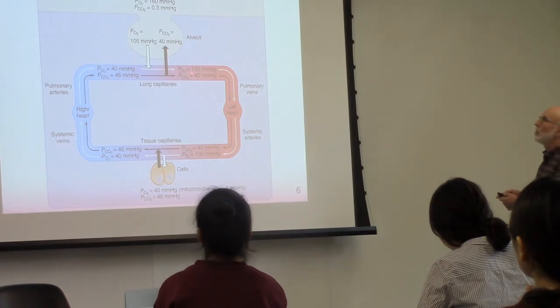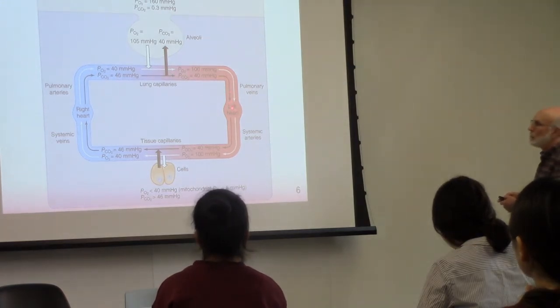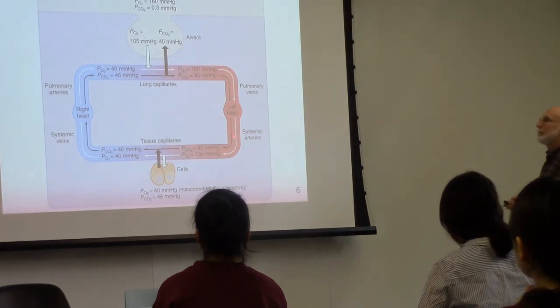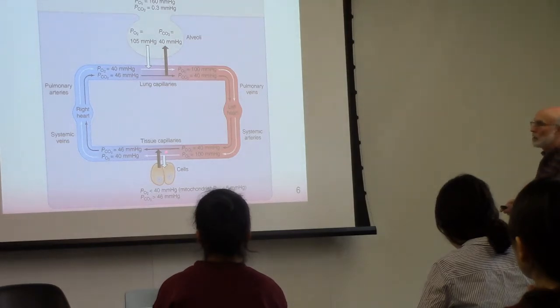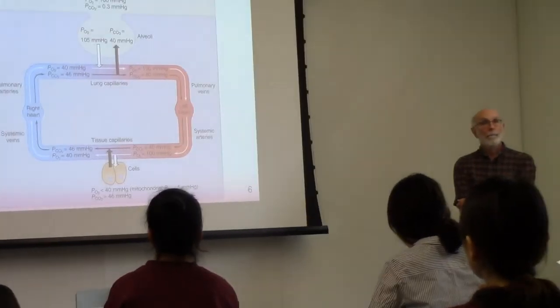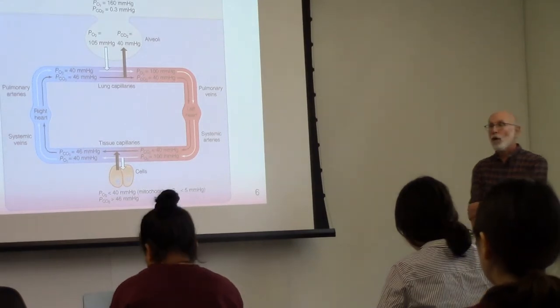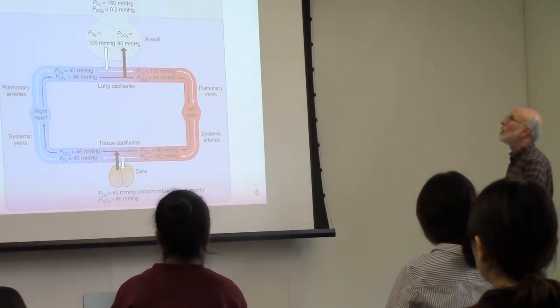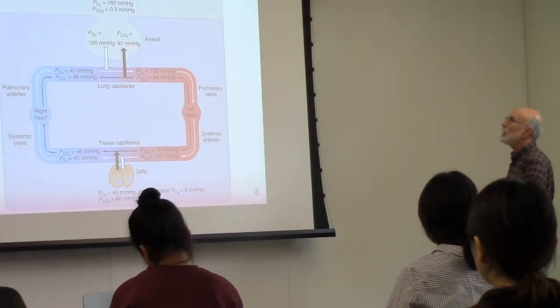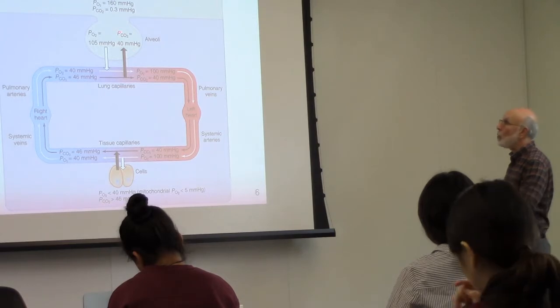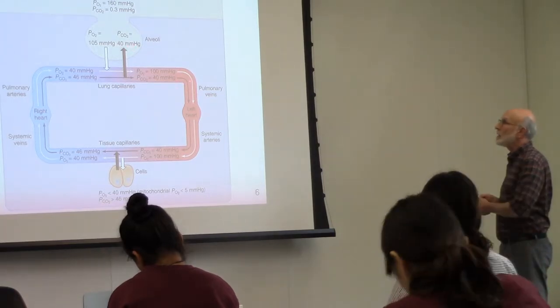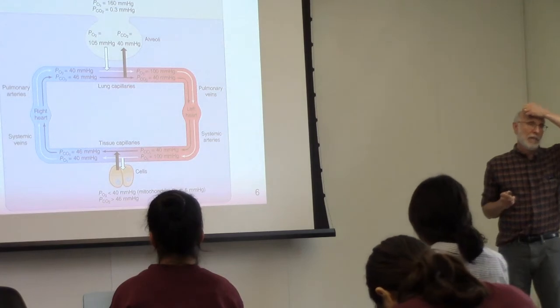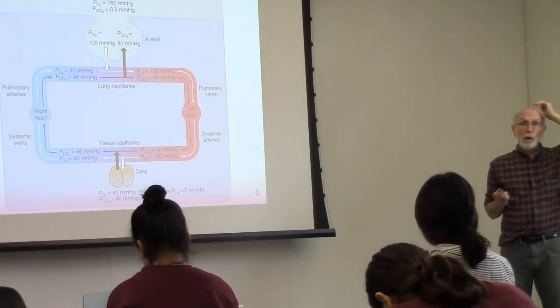And now the blood goes through the pulmonary veins, left atrium, left ventricle, aorta, brachial artery, femoral artery, whatever, into capillaries where it starts over again. Okay? So, what are some of the key numbers? I would like you to know that a normal partial pressure of CO2 in both alveoli and in arterial blood, systemic arterial blood, is 40. 40 is a number to know.